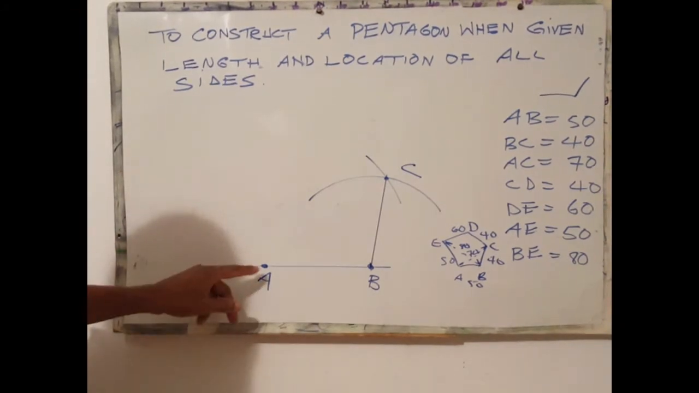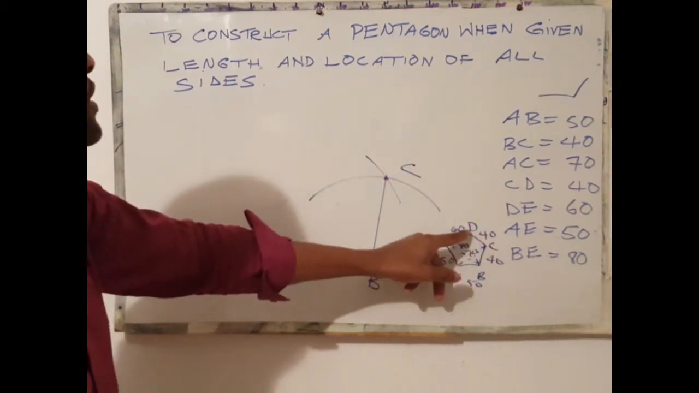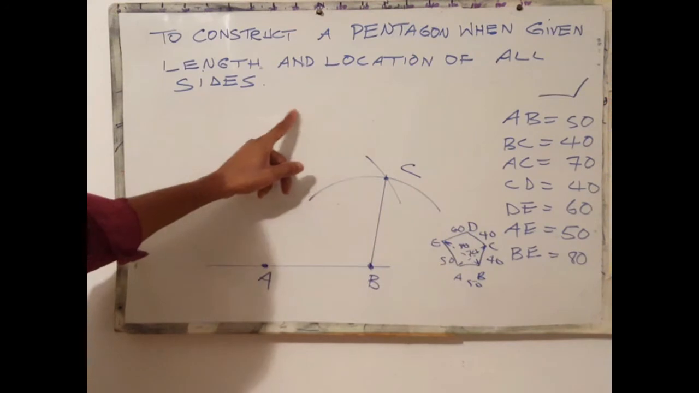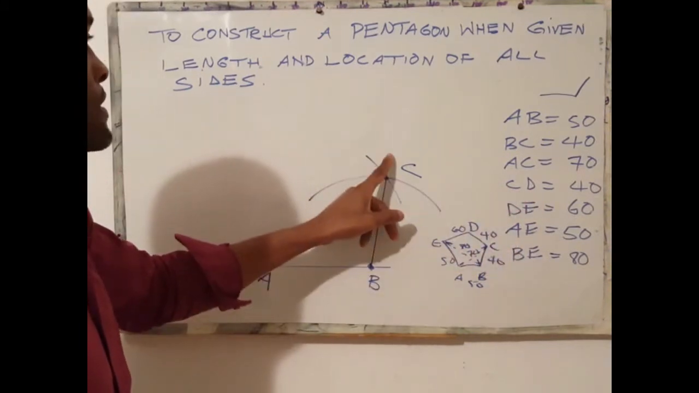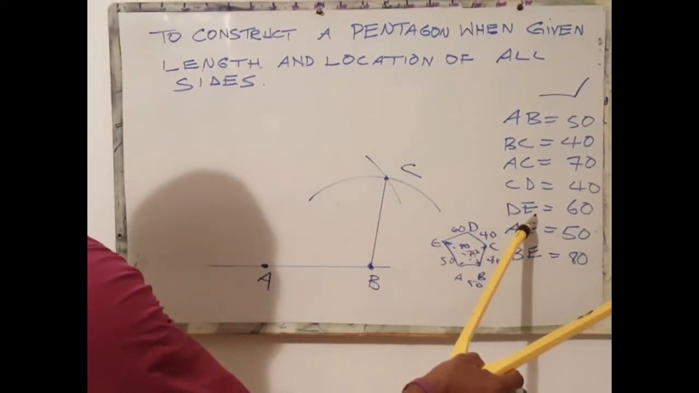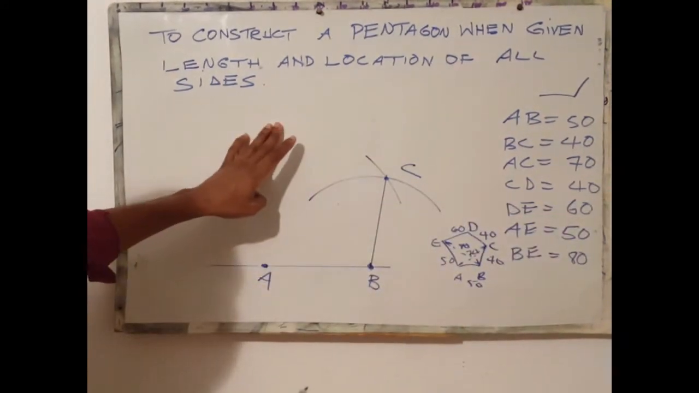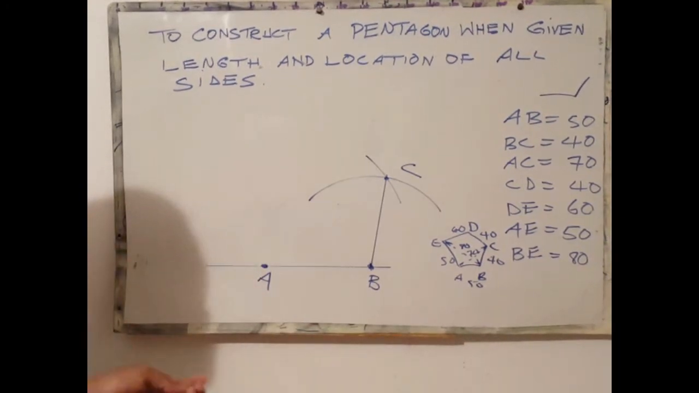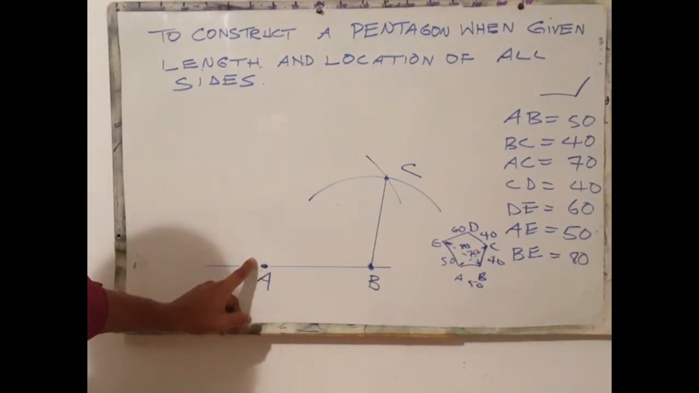The next step is to move on to C, D. CD is 40 millimeters. D has a radial distance of 40 millimeters from C, and also a radial distance of 60 millimeters from E. It's always good to draw the side that you have all the information for first. That helps you to solve the unknown side. So based on where things now stand, I have to go back to point A.